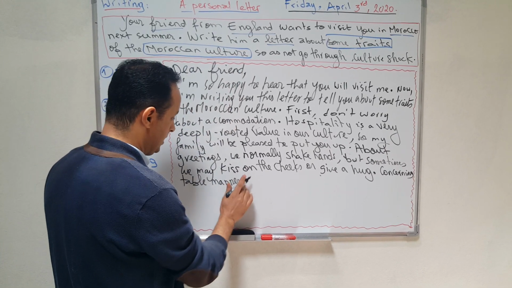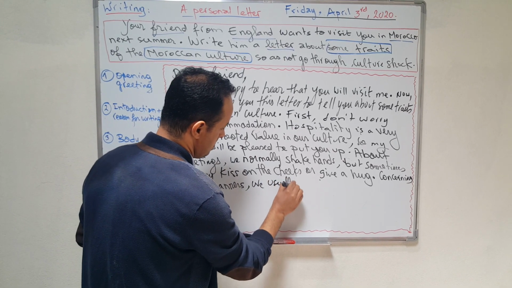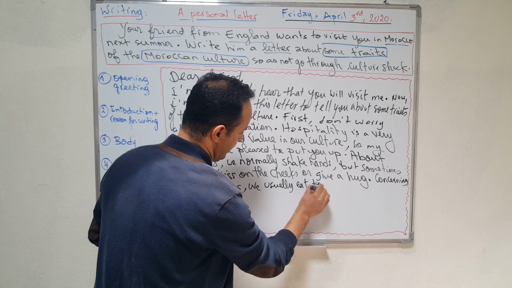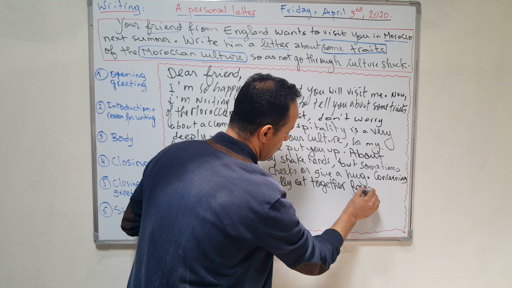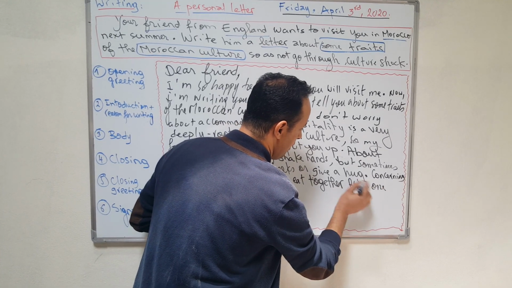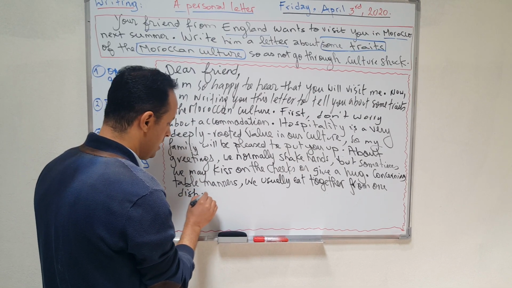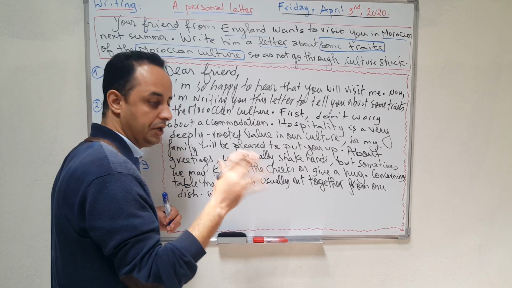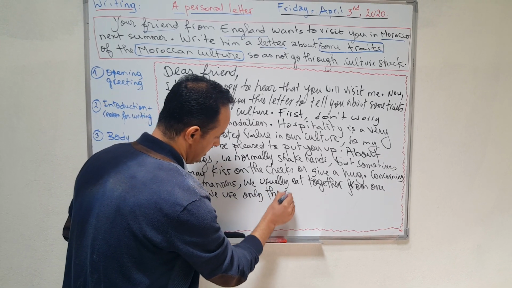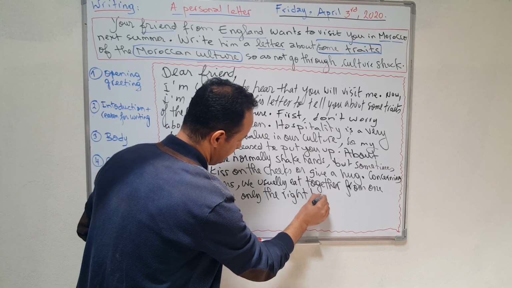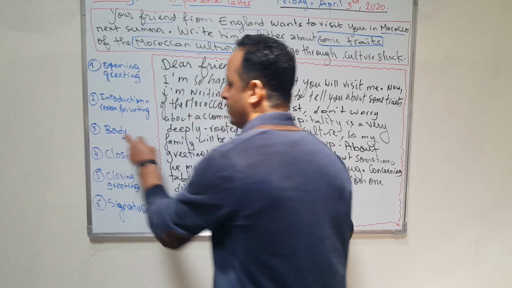Great. About our table manners, we usually eat together from one dish. That's quite important to mention. From one dish. And we use only the right hand. We use only the right hand. That's it. So that's the body.